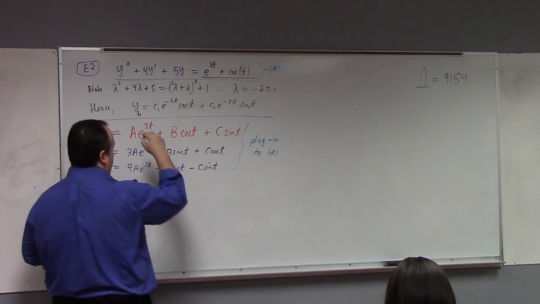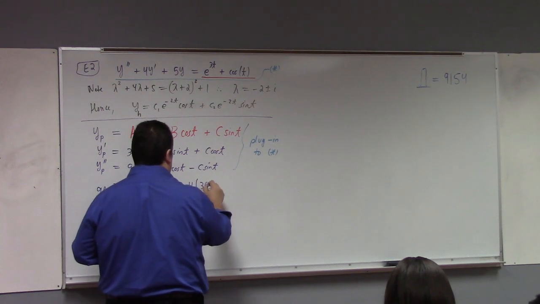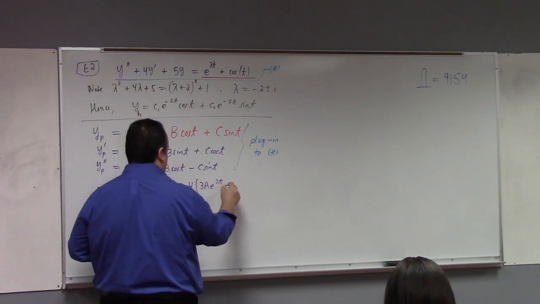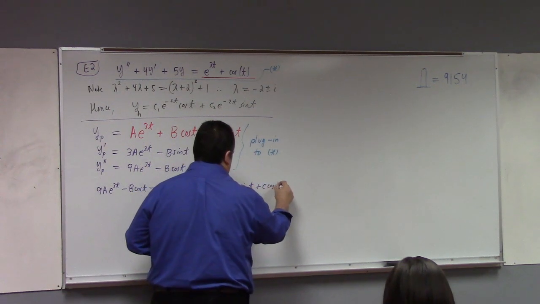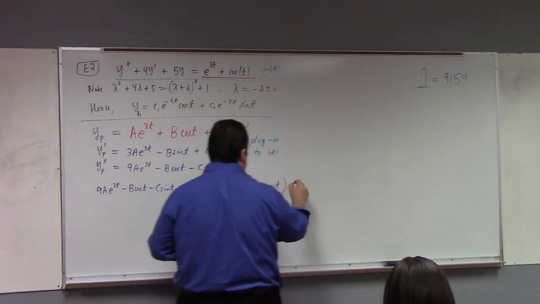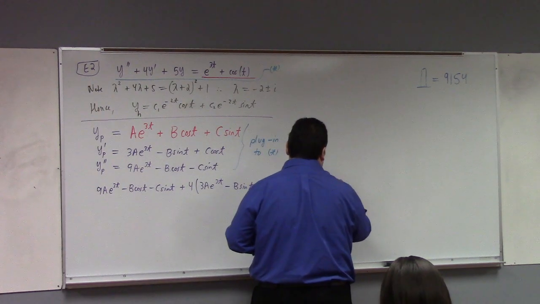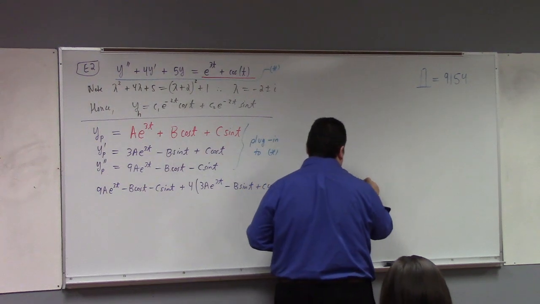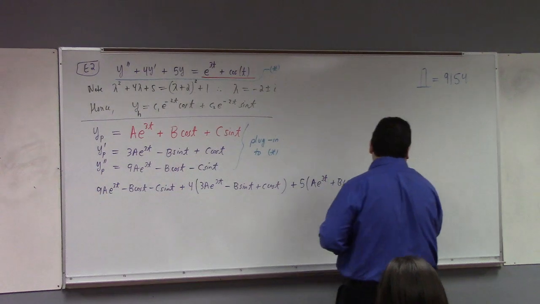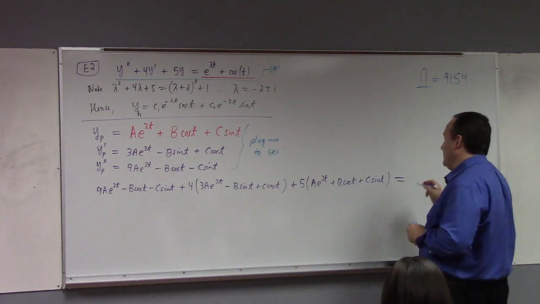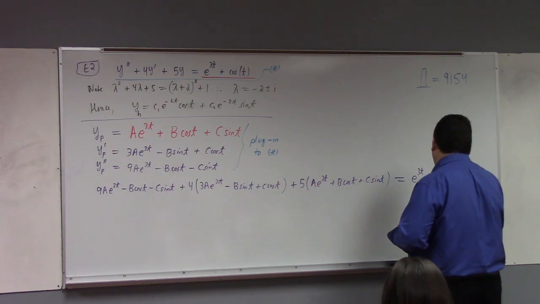It's very important to distribute that 4 through. Plus 4 times 3a e to the 3t minus b sine t plus c cos t, and then plus 5 times a e to the 3t plus b cos t plus c sine t. All of that equal to the given forcing function, which was e to the 3t plus cos t.